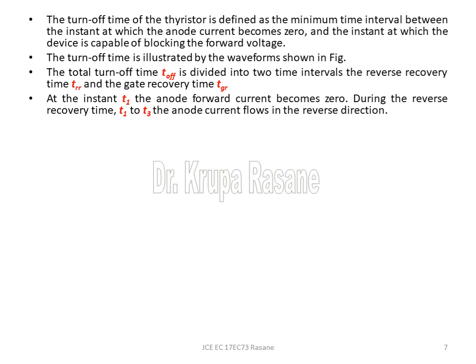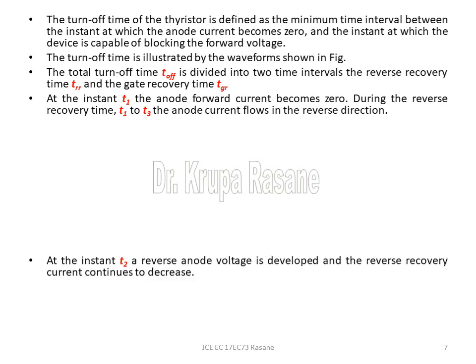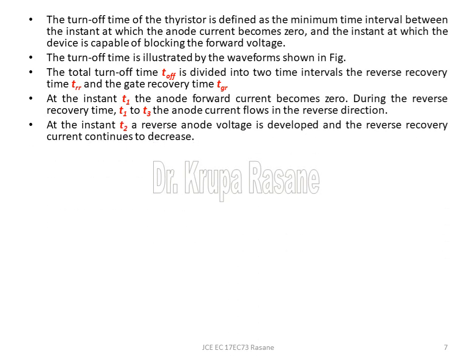At the instant T1, the anode forward current becomes 0. During the reverse recovery time T1 to T3, the anode current flows in the reverse direction as I have shown you. At the instant T2, that is when the reverse current reaches the peak, the reverse anode voltage is developed. Till the peak, the anode voltage is almost 0 or equal to Vt. But when the reverse current reaches the peak, it will start developing a reverse voltage across it.